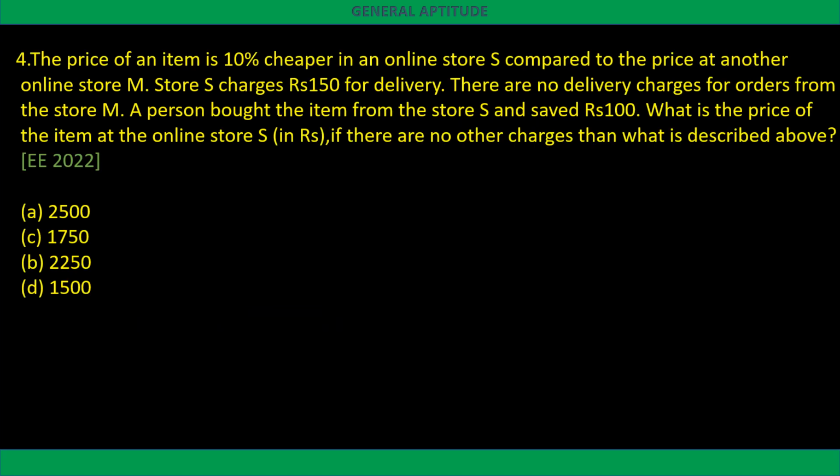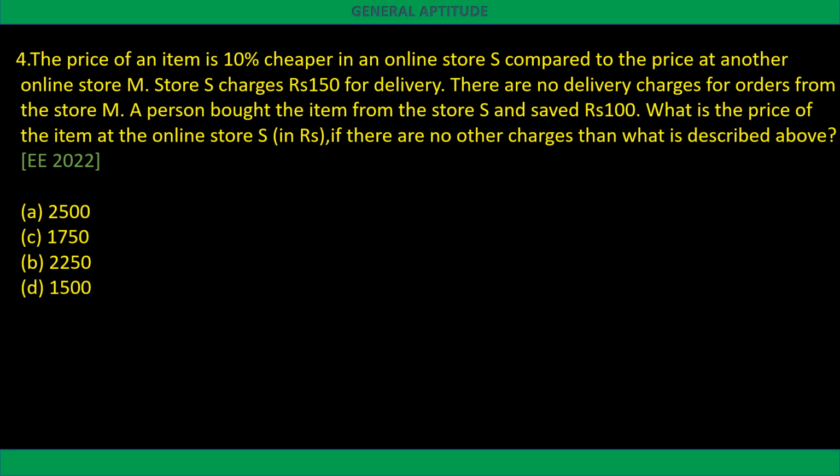Next question. The price of an item is 10% cheaper in an online store S compared to the price at another online store M. Store S charged rupees 150 for delivery. There are no delivery charges for orders from store M. A person bought the item from store S and saved rupees 100. What is the price of the item at the online store S? If there are no other charges, then what is described above?